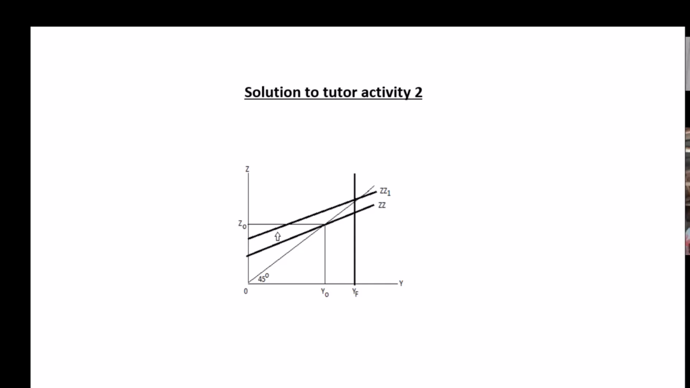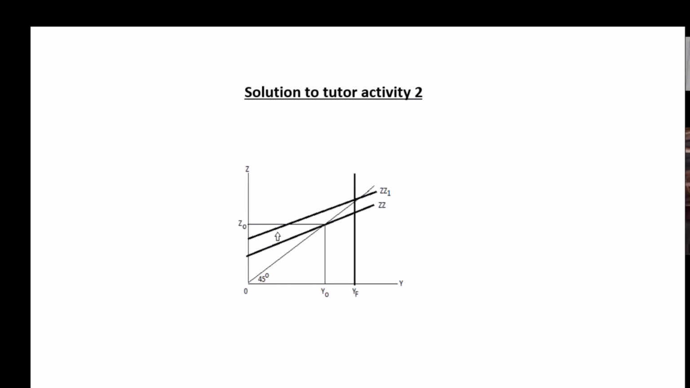It is a change in your autonomous components that will cause a shift in the demand curve. So here there was a change in government spending and a change in taxation. And both those changes have resulted in a parallel upward movement in the demand curve to ZZ1. With the increase in government spending and the decrease in taxation, the level of income and output expands. It will continue to expand until we get to YF.